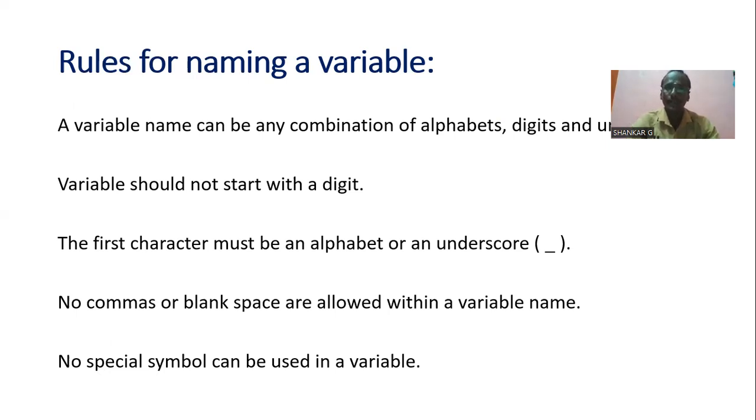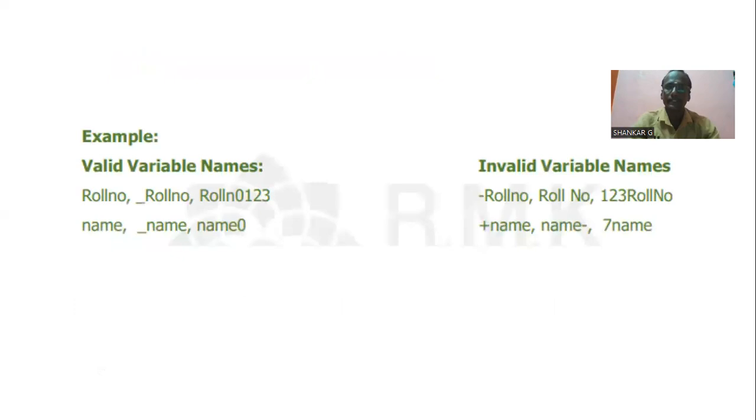Also, keywords should not be used to define an identifier. These are some sets of valid identifiers and invalid identifiers. On the left hand side they have mentioned valid identifier names, and on the right hand side invalid identifier names. Don't get confused: here it is defined as variable, and I'm saying identifier because a variable is also one of the identifiers.